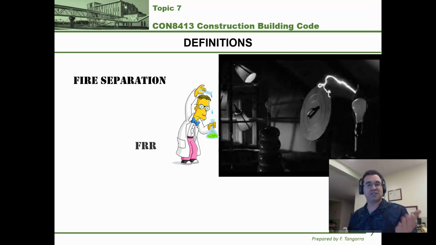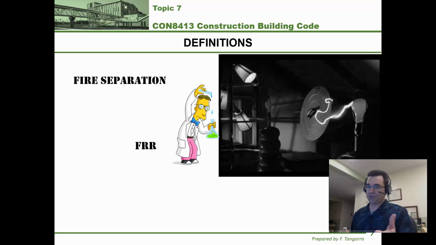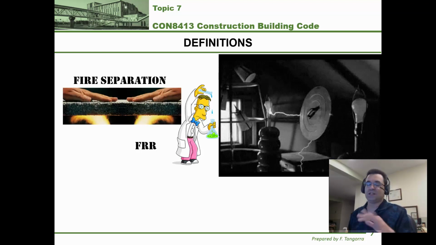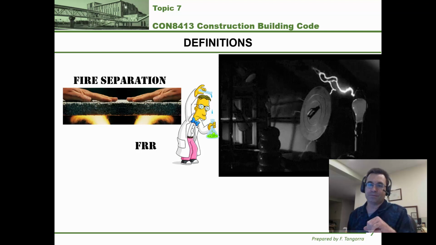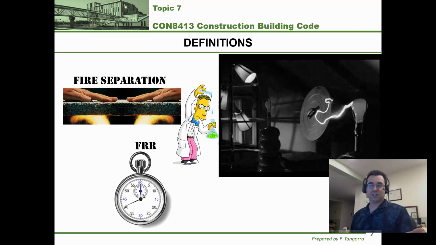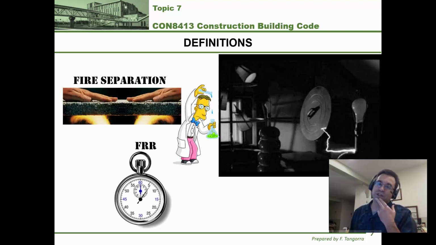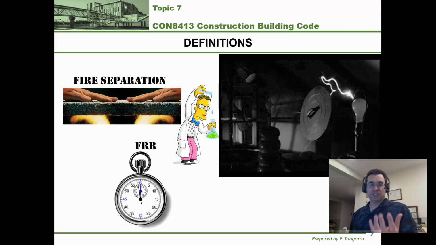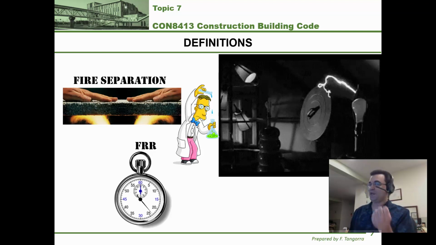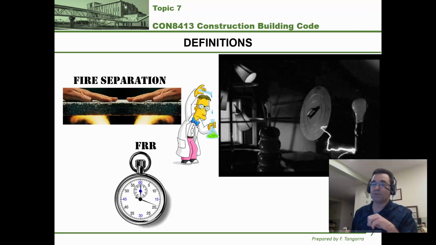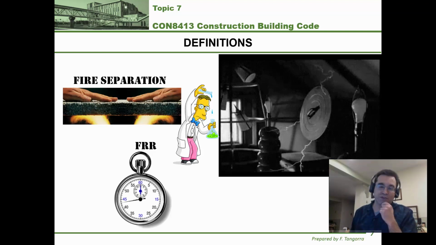Now, fire separations and fire resistance rating. These are easy. A fire separation is basically just a barrier to fire. There's more in the definition, so go find it. What's a fire resistance rating? I alluded to this in topic 5. It's a measure of time. It's basically a measurement of how long a specific type of combustible or non-combustible material will resist fire.